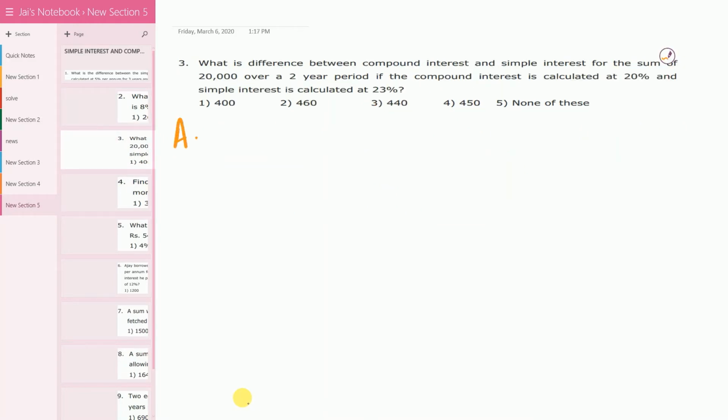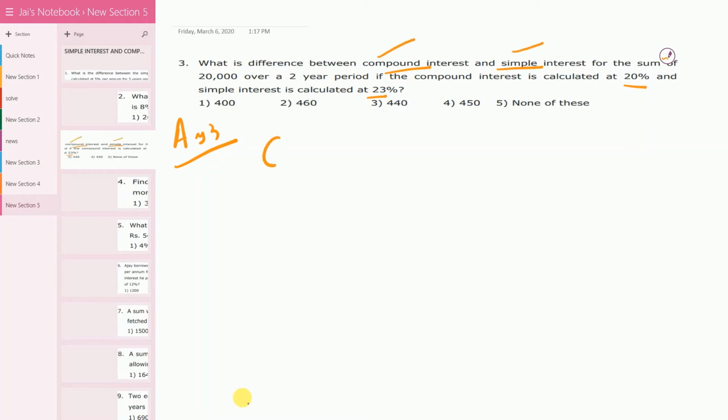Now coming on to the next question. What is the difference between compound interest and simple interest for a sum of 20,000 over a 2-year period? If compound interest is calculated at 20% and simple interest is calculated at 23%. So basically here two concepts are involved. One is of compound interest and other is of simple interest.